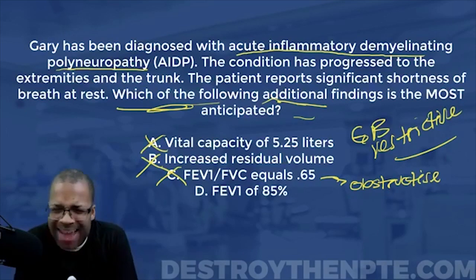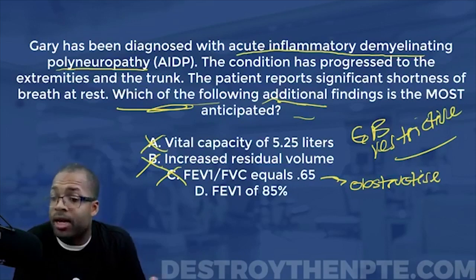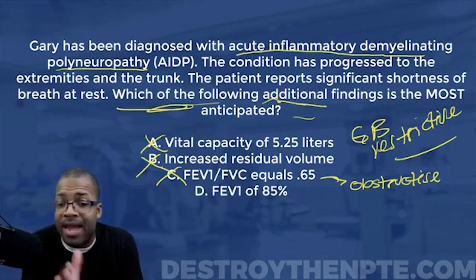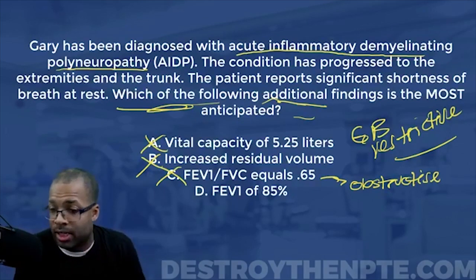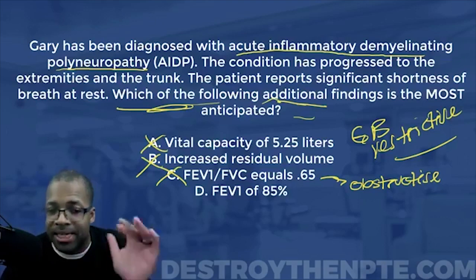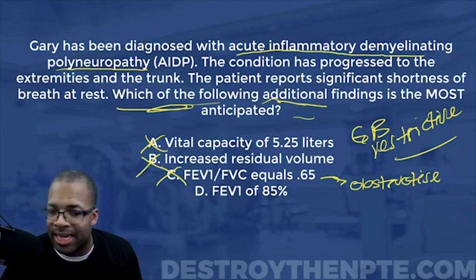And so what is that? Well, that can either be normal or that can be a restrictive condition. One of the two. And so the fact that it says 85% lets me know that this is more consistent with a restrictive problem than it is with an obstructive problem. And so we can get rid of A, B, and C, and our final answer is D.